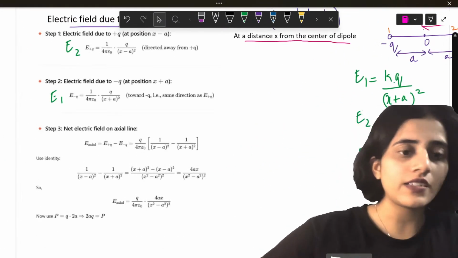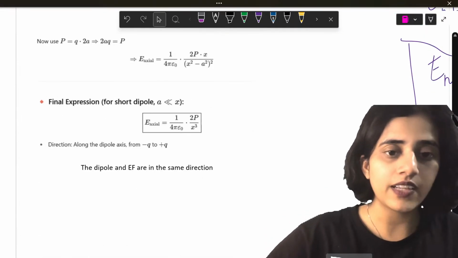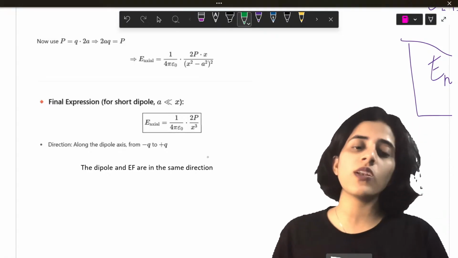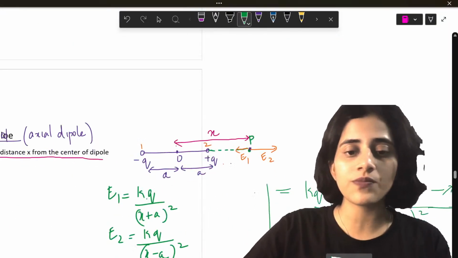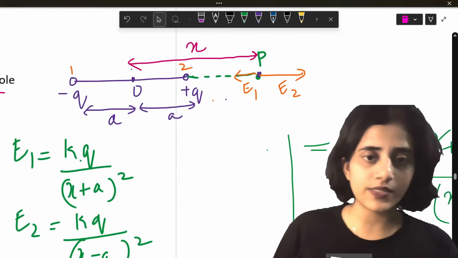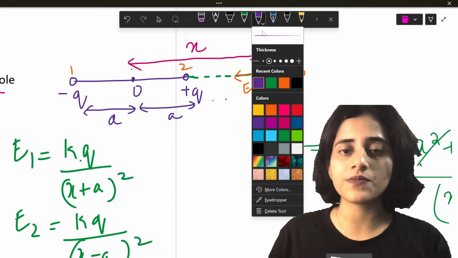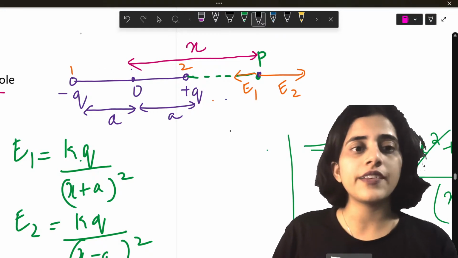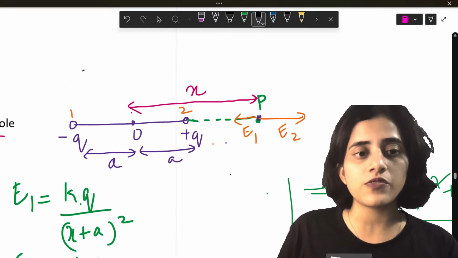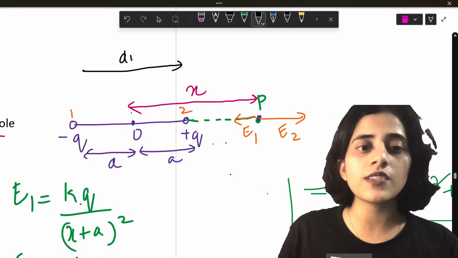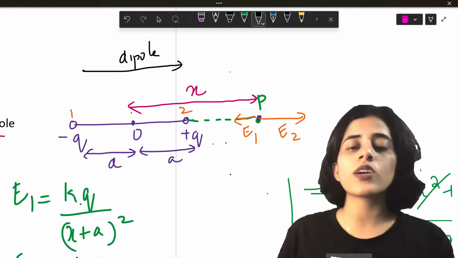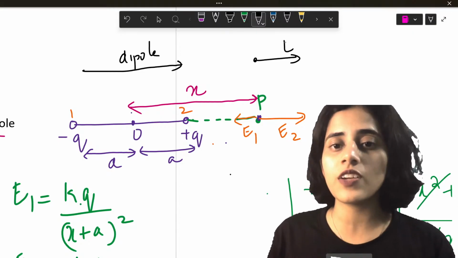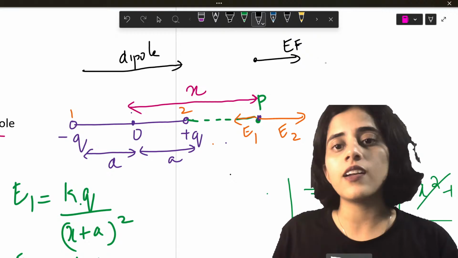All right. So that is how you get the electric field on the axial line. Here you can see, students, the dipole and the electric field are in the same direction. How do I get that? Dipole is from negative to positive, so this is the direction of the dipole. Now look at the direction of the electric field. E2 is greater, so the electric field is also along the same direction.